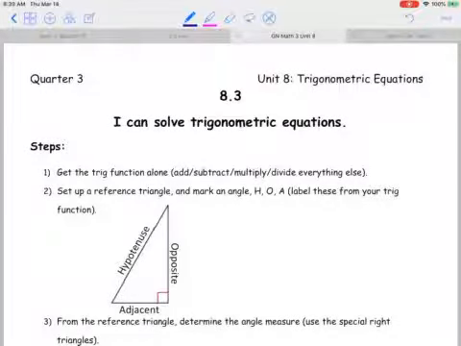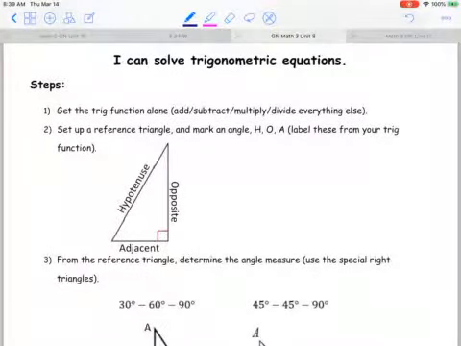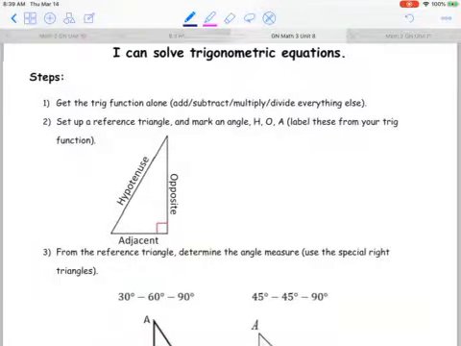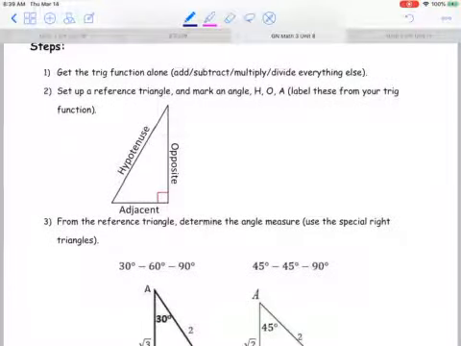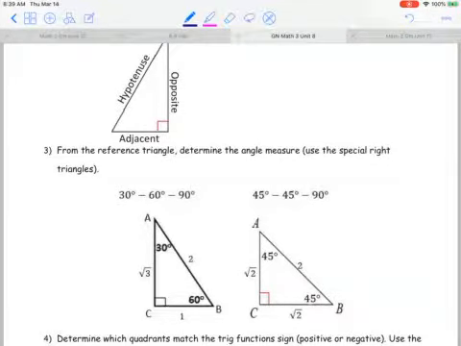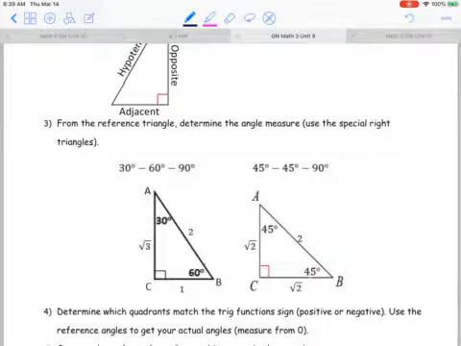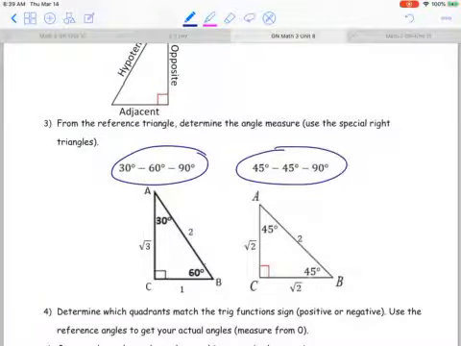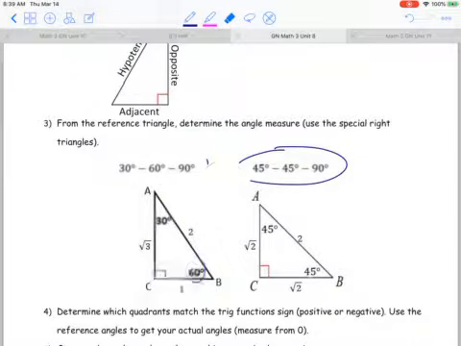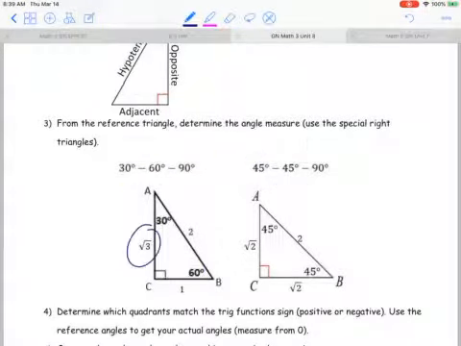Okay, 8.3 is using trig equations to get a certain angle and going all the way around the unit circle. So you still want to set up your triangle, SOH CAH TOA, but you're going to be given a fraction and you want to figure out what triangle you need to use. There are two standard ones, the 30, 60, 90 and the 45, 45, 90, which just describes the angles in the triangle. Anytime you see a radical 3, you're going to be using this triangle. Anytime you see a radical 2, you're going to be using the 45.